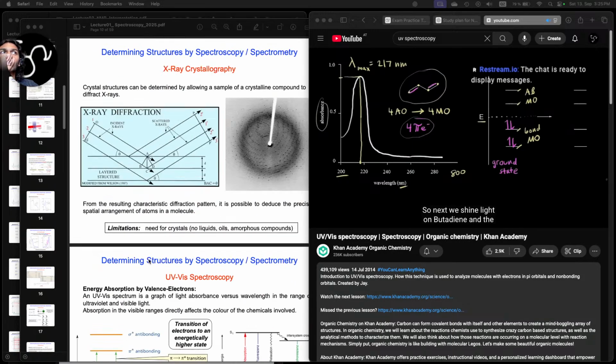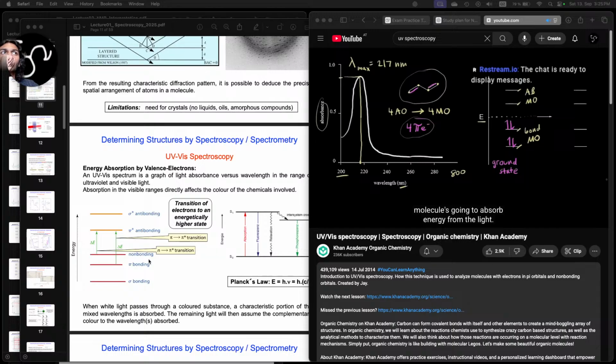On butadiene, the molecule is going to absorb energy from the light. Let's look at that here. There's a difference in energy between the orbitals, and in particular, we're concerned about these two orbitals right here. There's a difference in energy between these two orbitals.